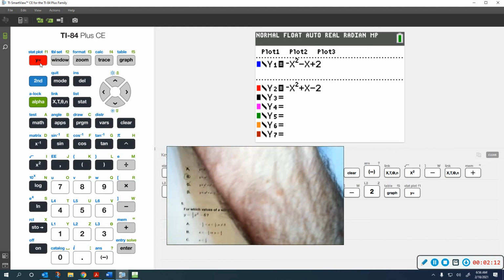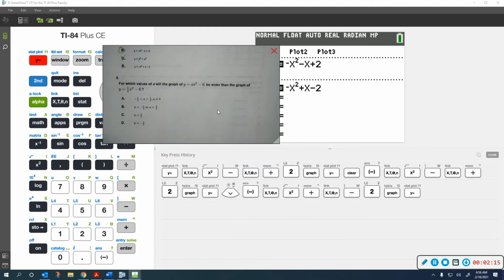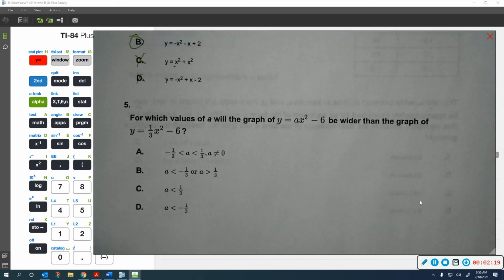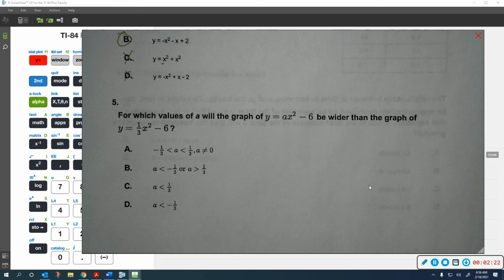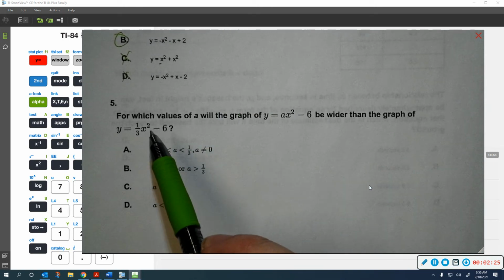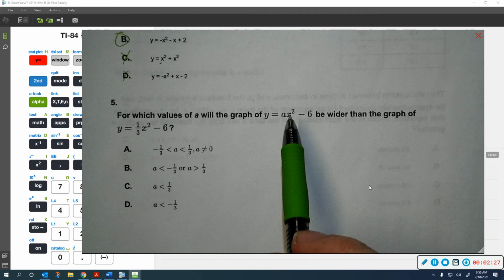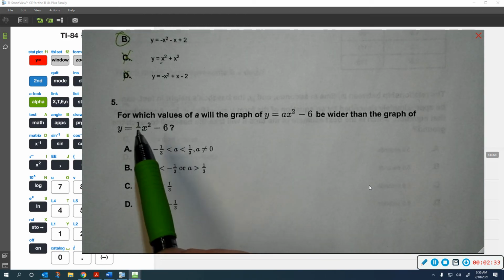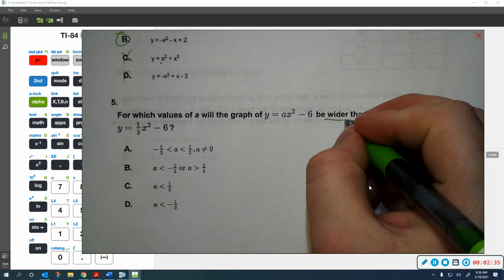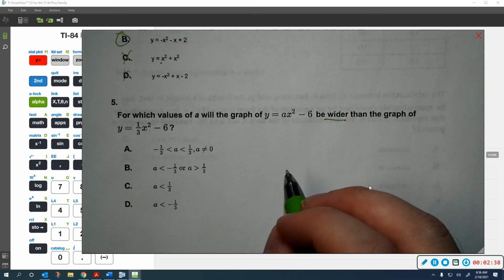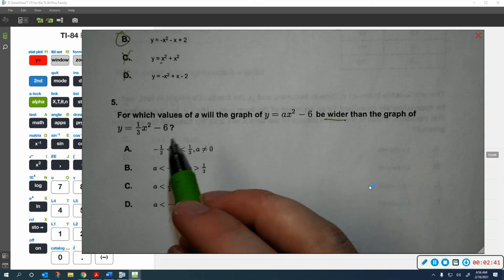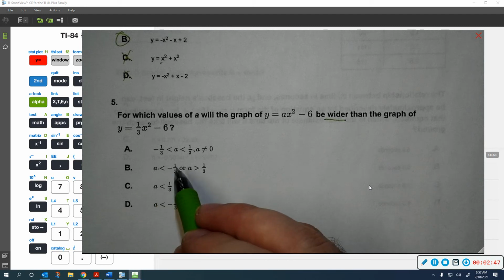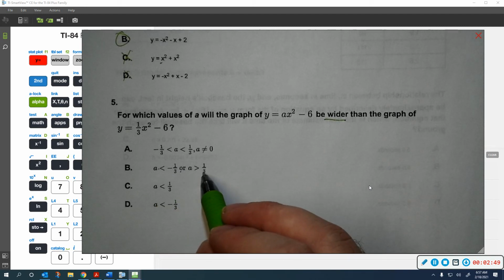Okay, now number 5 says, for which values of A will the graph be wider than the graph of 1/3 x squared minus 6? So here's the graph of y equals ax squared minus 6, and it says 1/3 x squared, and it wants to be wider. Well, we know with wider, it needs to be a larger fraction.